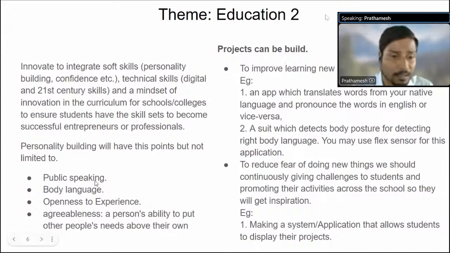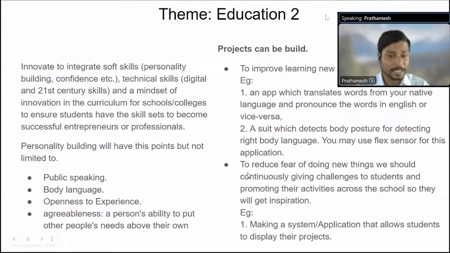So what they mean is that some students are lacking in soft skills, in some personality building points. Which are those points? Like public speaking. Some students feel shy when they have to speak with multiple people. They will not have appropriate body language while working or speaking with others. And then openness to experience. They don't have openness to experience; they don't want to do something new. Agreeableness means a person's ability to put others' needs over their own. These are the personality building points which we have to work on.